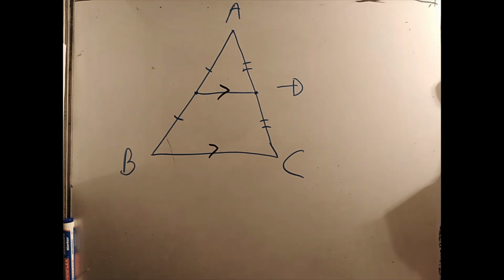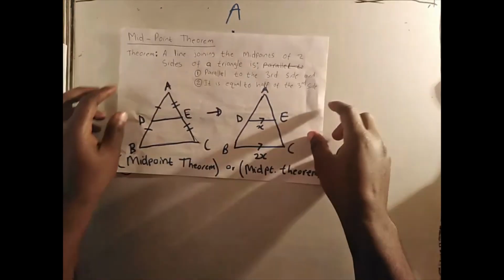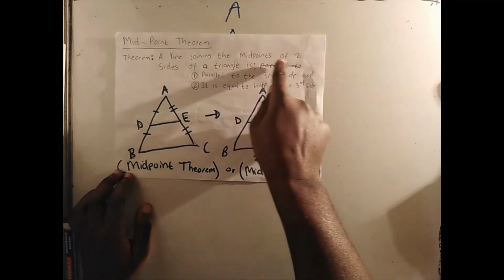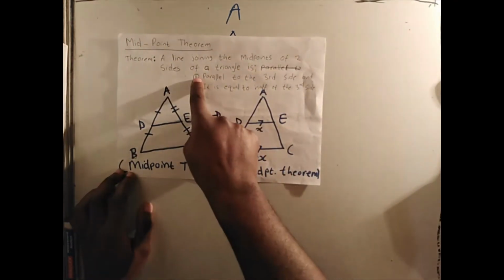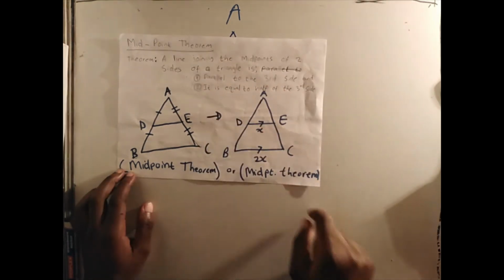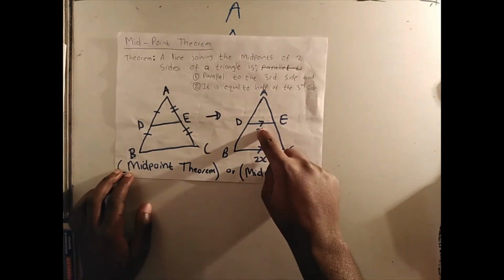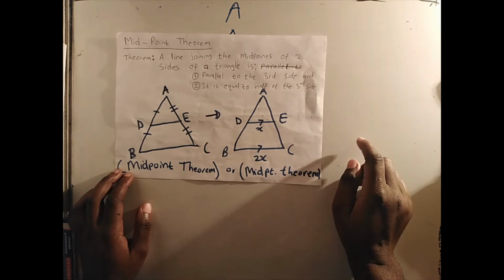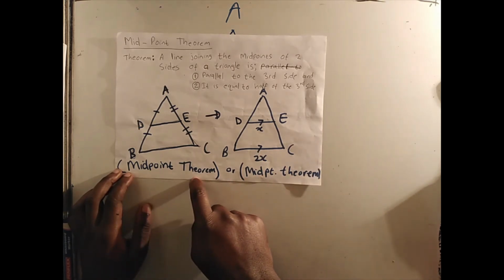Now, if you put it more precisely, it becomes something like this. A line joining the midpoints of two sides of a triangle is, number one, parallel to the third side, which is this side. And number two, it is equal to half of the third side. So if this one is x, then this one is 2x. And when you have used such a theorem, you just say midpoint theorem. That is the way in which you show that you have used a midpoint theorem.